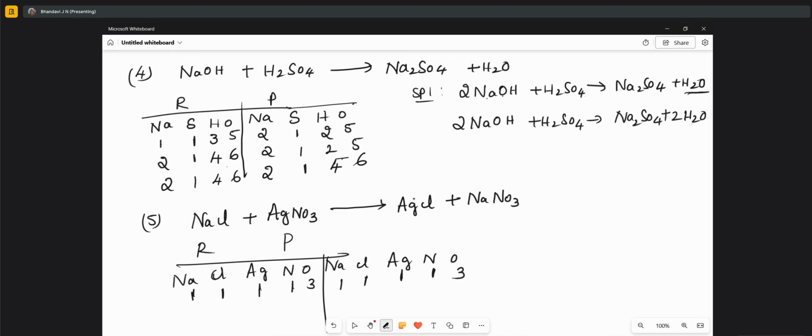Try this as homework. Write down this: BaCl2 plus H2SO4. What will you get? BaSO4 plus HCl. This is not balanced. Balance it.